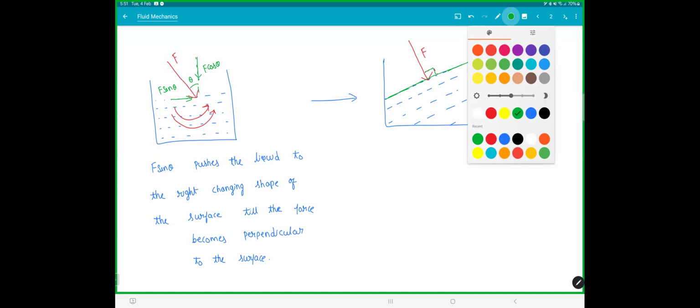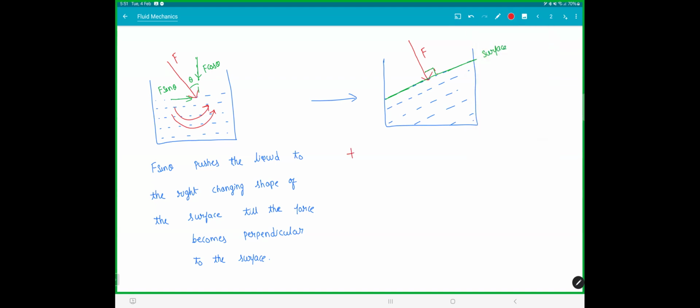So from here we can make a statement. The net force on a liquid surface is always perpendicular to the surface. If it is not perpendicular, the tangential component will drag the liquid till it becomes perpendicular.